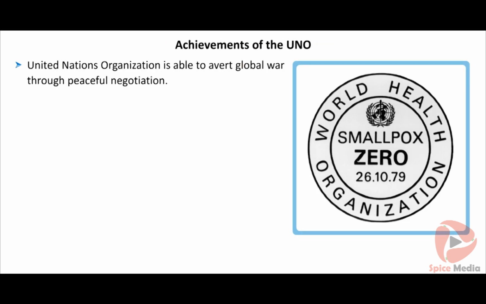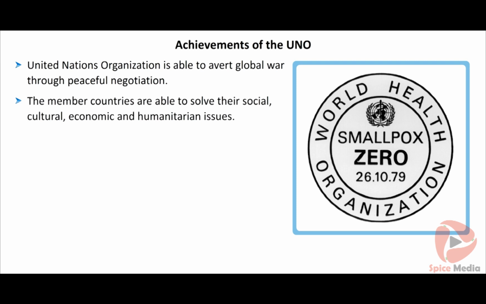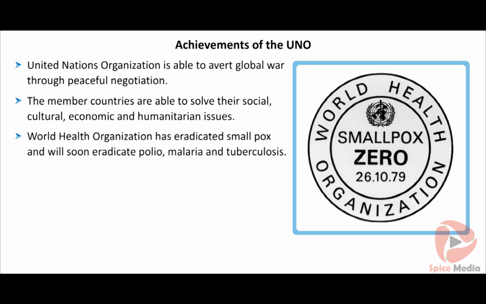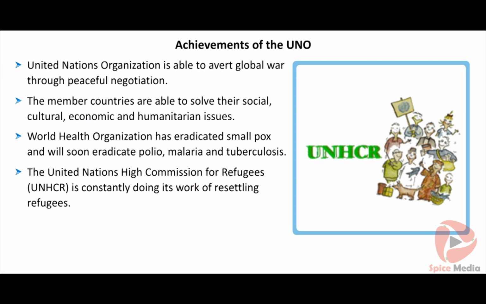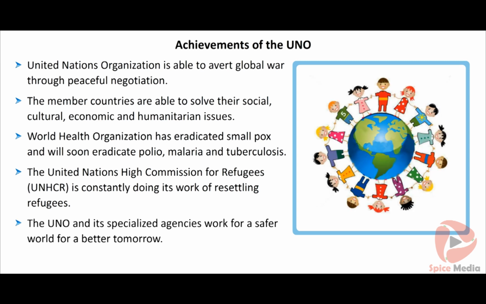Achievements of the UNO. United Nations Organization is able to achieve its aim of averting global war through peaceful negotiation. The member countries are able to solve their social, cultural, economic, and humanitarian issues. World Health Organization has successfully eradicated smallpox and will soon eradicate polio, malaria, and tuberculosis. The United Nations High Commission for Refugees, UNHCR, is constantly doing its work of resettling refugees. The UNO and its specialized agencies consistently work towards its goal of a safer world for a better tomorrow.